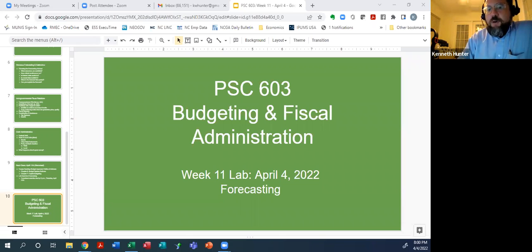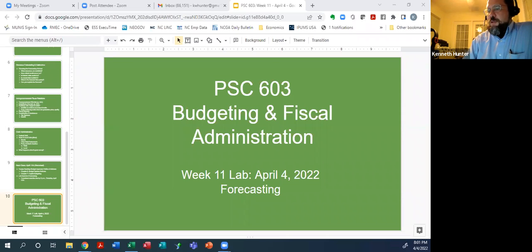This lab is going to be focused on forecasting, specifically looking at revenue forecasting. So what I will do is go through some examples, and then share my work with you, and you will receive an assignment tomorrow morning, sometime tomorrow. That'll be due by next Thursday. I believe I said the day was the 14th.